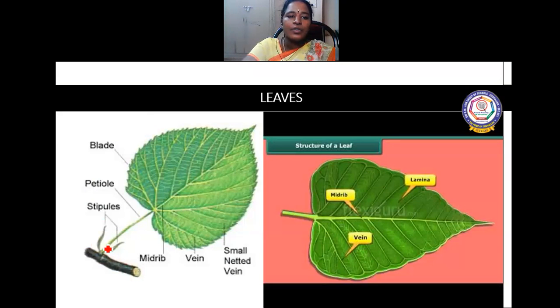See where the leaf starts to grow, and this part is known as petiole. And the center point is known as midrib. From the midrib, the lines pass through, and these are known as veins. And the flat surface of the leaf, green color, is known as lamina or leaf blade. And these are the main structure of the leaf.